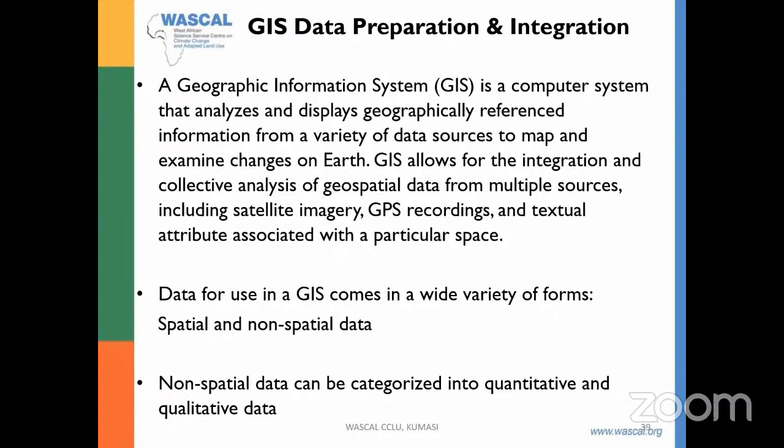And mostly we can group these data as spatial and non-spatial. With the spatial, we can be talking about satellite images and GPS locations. With the non-spatial, we can be talking about the bulk density and the descriptions that we can give to any study area.